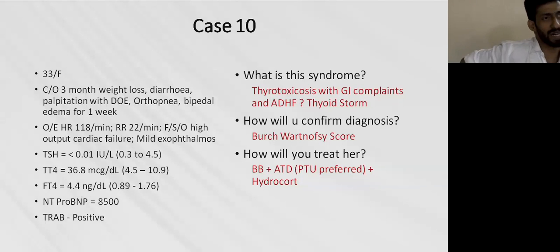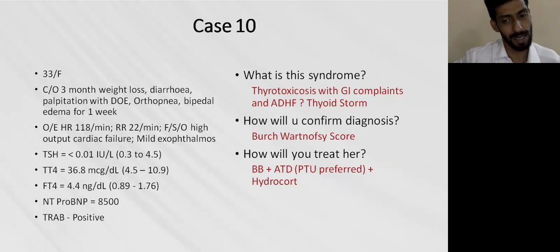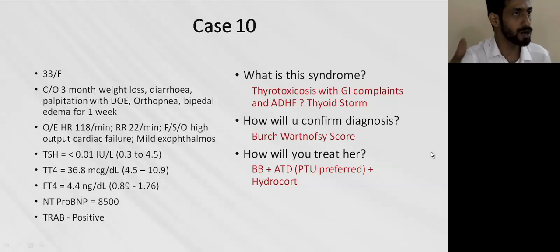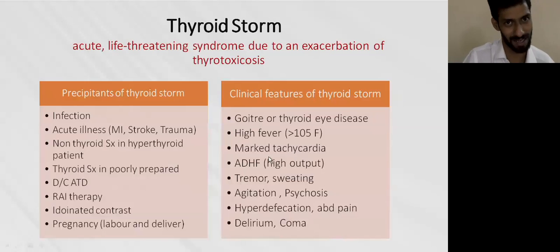Three cornerstones of treating thyroid storm. One is beta blockers. Two is anti-thyroid drugs. Remember, PTU is preferred, but nowadays people say even carbimazole is as good. And hydrocortisone. Three pillars of managing a thyroid storm, and supportive care for your organ dysfunction, obviously. Okay, I'm going a little fast.